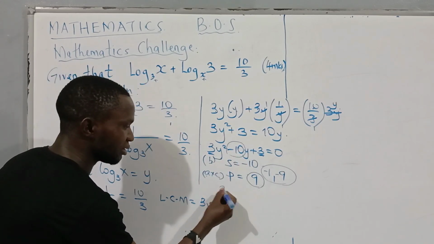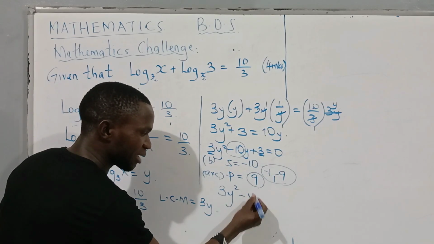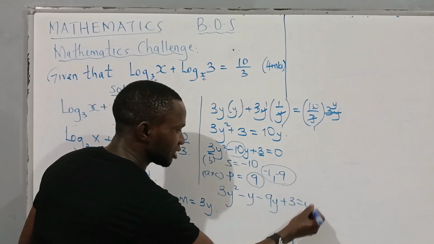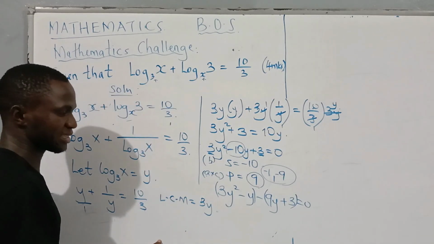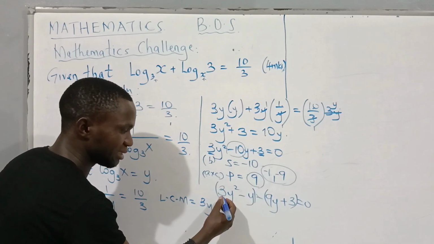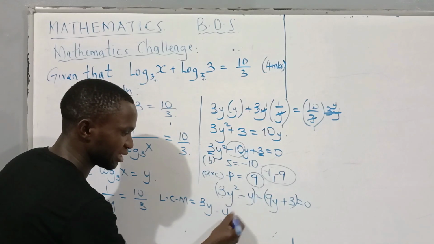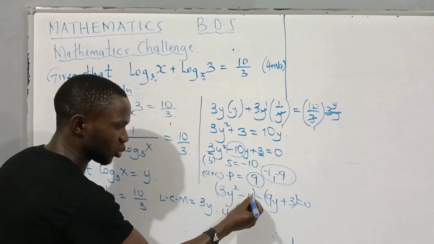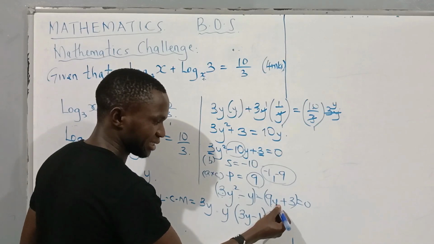So, we are going to have 3y squared minus 1y, which is the same as saying minus y, minus 9y plus 3 is equals to 0. Then introduce brackets like that. By introducing the brackets like that, you factorize now. You simplify the brackets. 3y squared minus y. The common factor of this is y: 3y squared divided by y, we have it as 3y; minus y divided by y, the result is 1. Minus, this is 9y plus 3.